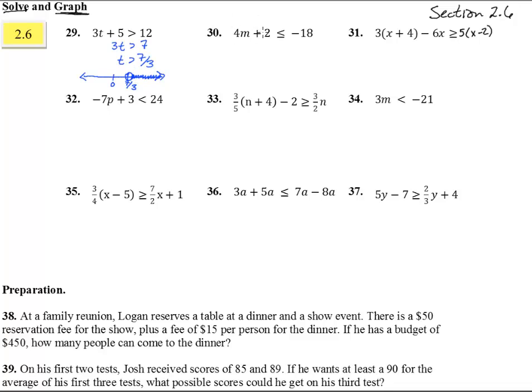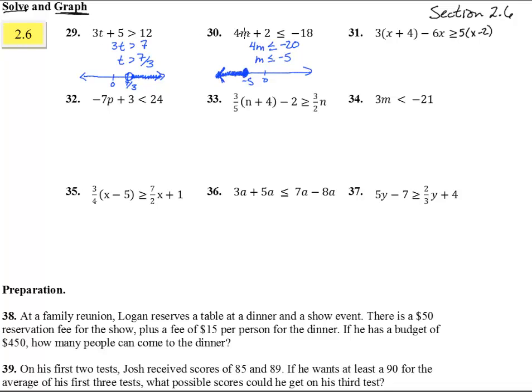All right, number 30. Subtract 2 and we get 4m is smaller than or equal to -20. Divide by 4 and we get m is smaller than or equal to -5. So for a graph of this one, I'm going to mark 0. There's -5 way down there. And we are smaller than or equal to -5, so put a closed circle on the -5 to let everybody know that we are including -5 as an answer. m can equal -5, and that's good.